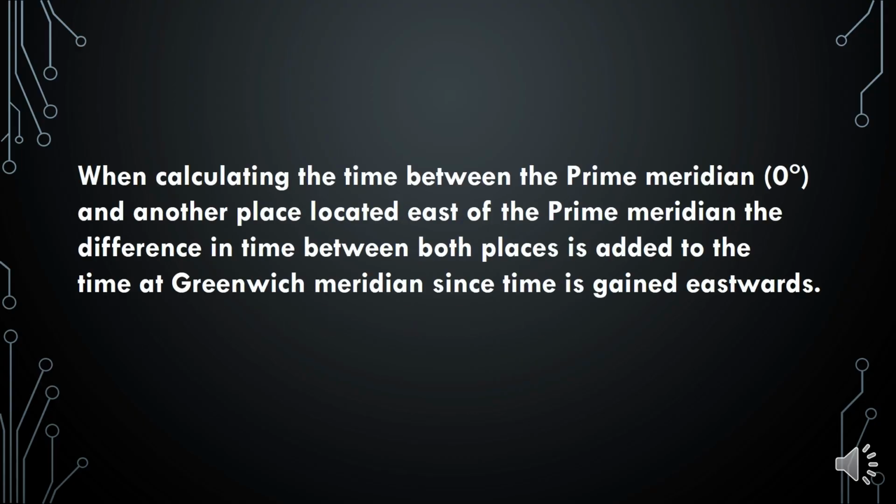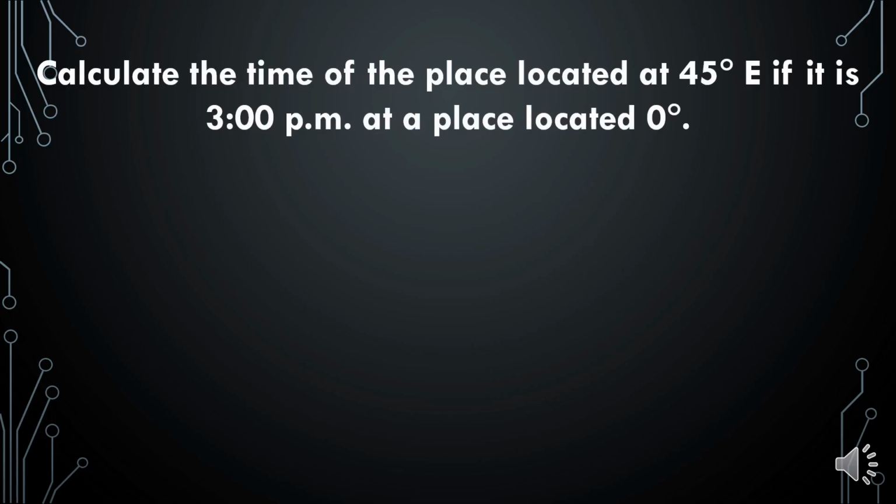When calculating the time between the prime meridian and another place located east of the prime meridian, the difference in time between both places is added to the time at the Greenwich meridian, since time is gained eastwards. Let us explore this question.